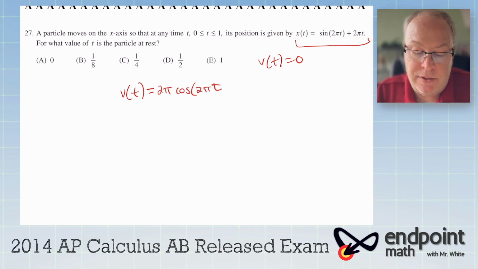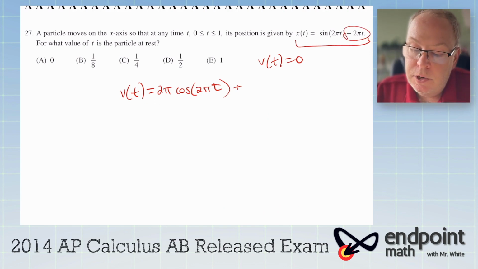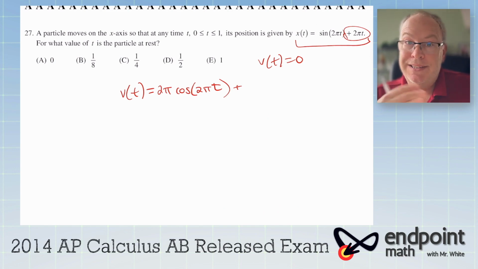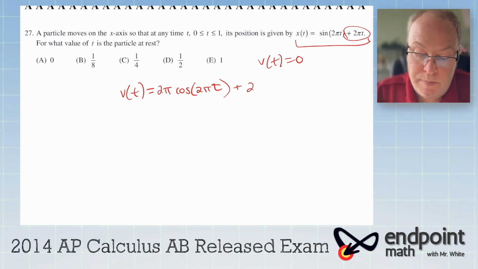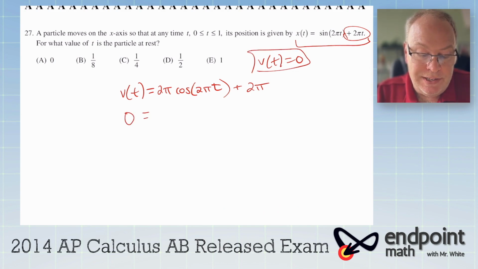You notice that chain that I put on the front? This was the chain rule of that inside function right there, plus the derivative of 2 pi t with respect to t, which would be 2 pi. Now we want to know when this thing is 0, so we set it equal to 0. So we have 2 pi cosine.